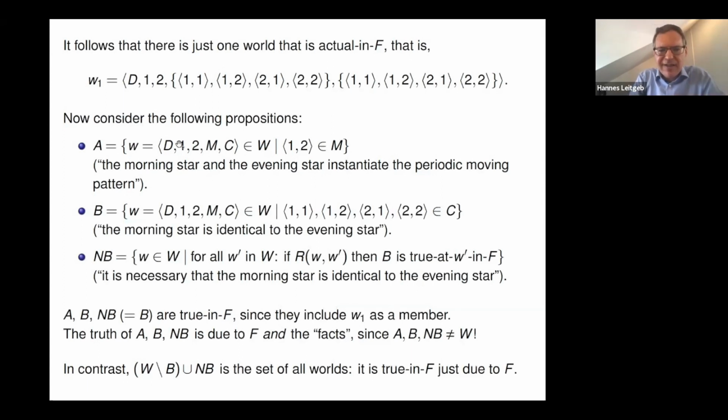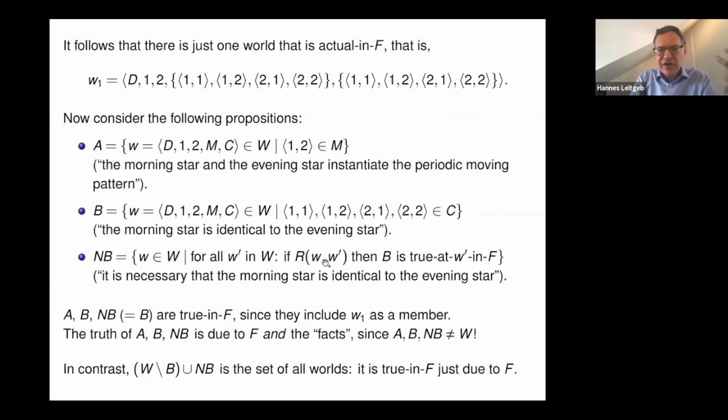Okay? Because it's the set of worlds in which 1 and 2, the representatives of morning star and evening star, relate to each other as given by M, by the movement pattern. Okay, so that's a set of worlds. Then there is the set of worlds that I have here. That's what we would express in natural language by the proposition expressed by "the morning star is identical to the evening star." Okay, I say that 1 and 2 stand in the C relation to each other.